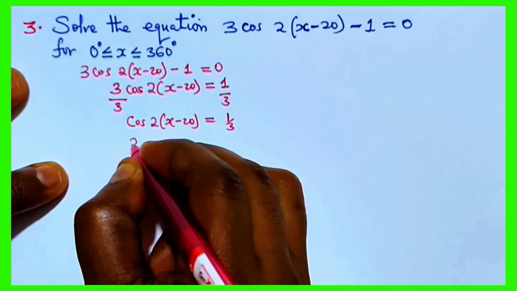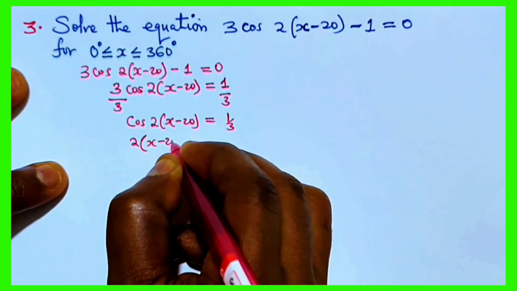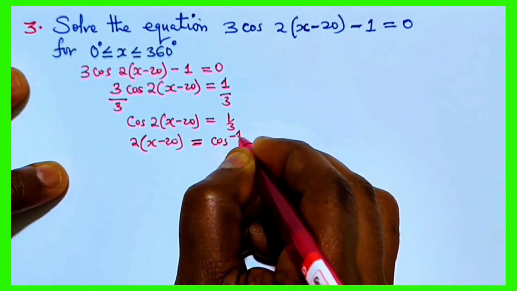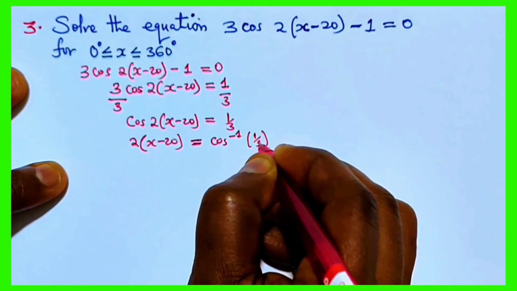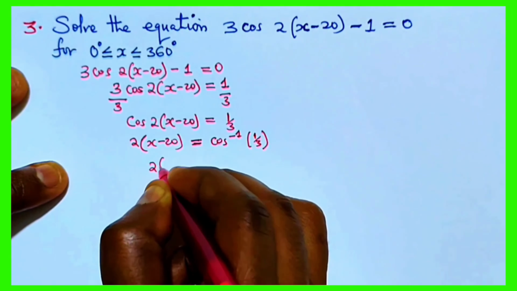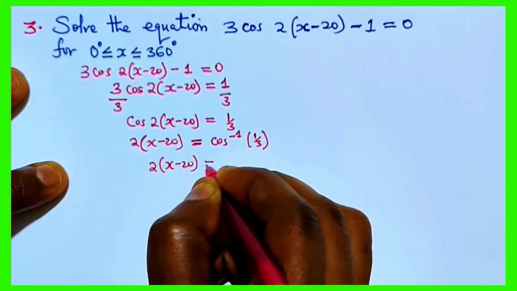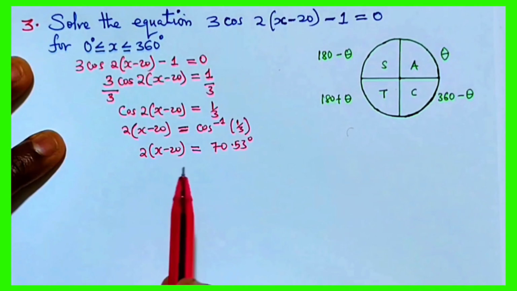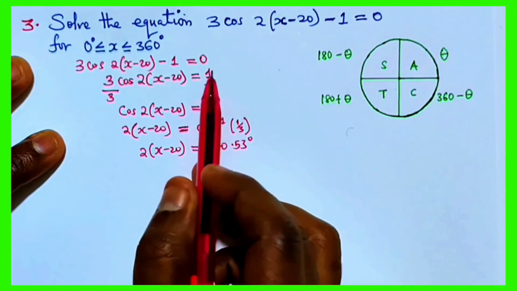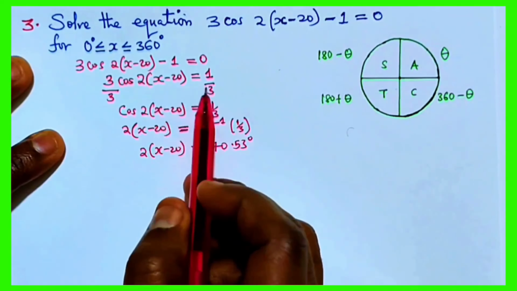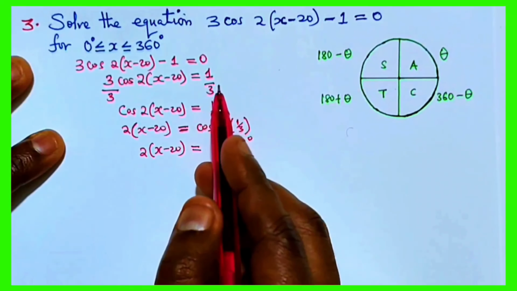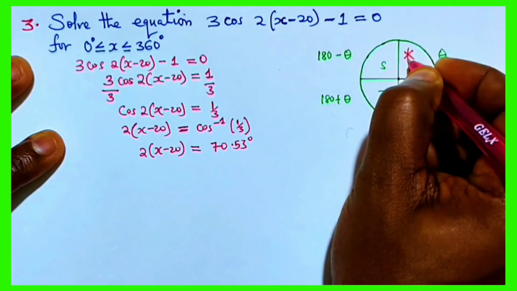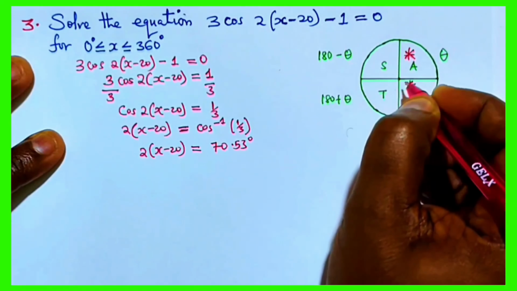And then 2 into x minus 20 will be equal to the cos inverse of a third, and therefore 2 into x minus 20 will be equal to 70.53 degrees. We know that the value of the cosine of 2 into x minus 20 is a third, which means it's a positive number. The cos of an angle is positive in the first quadrant and also in the fourth quadrant.